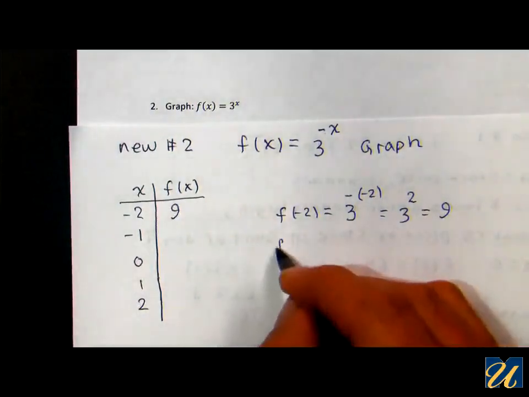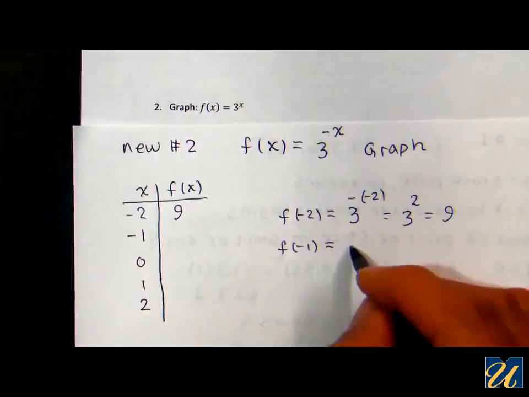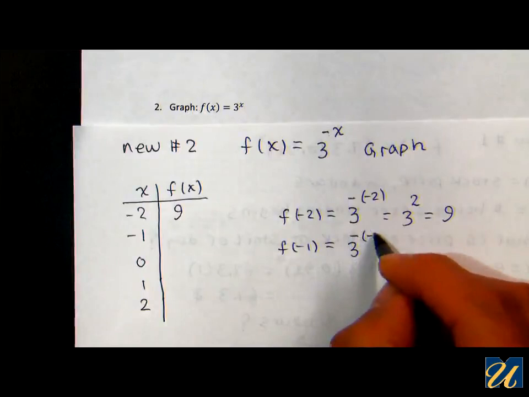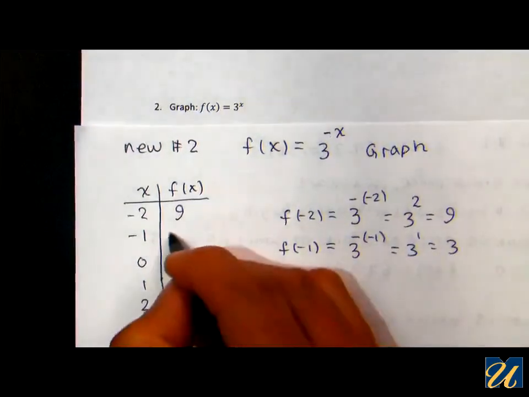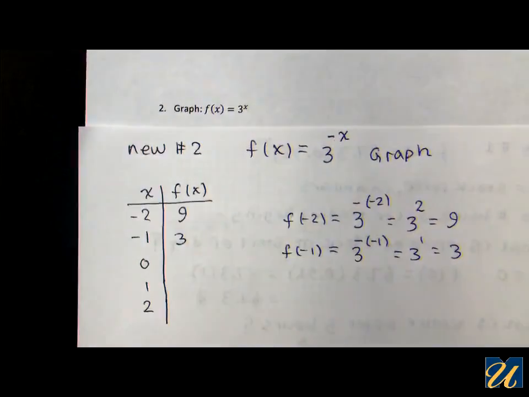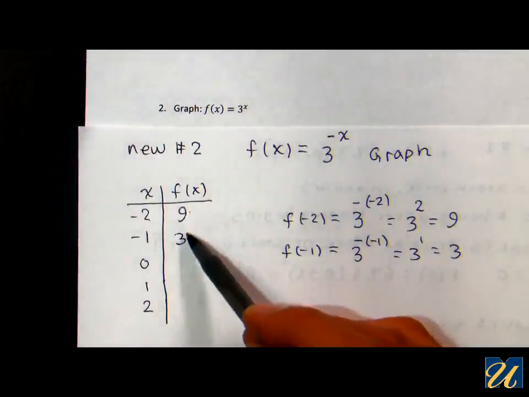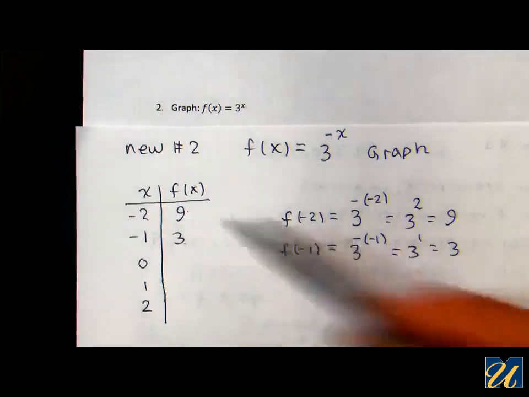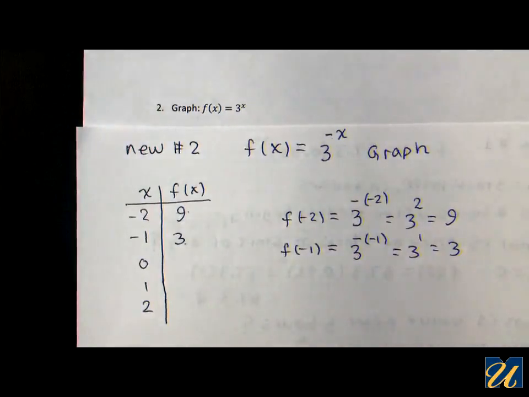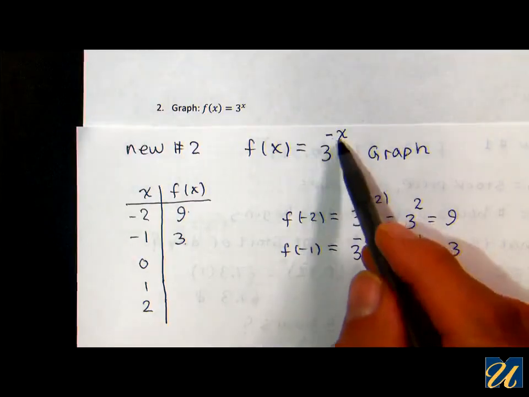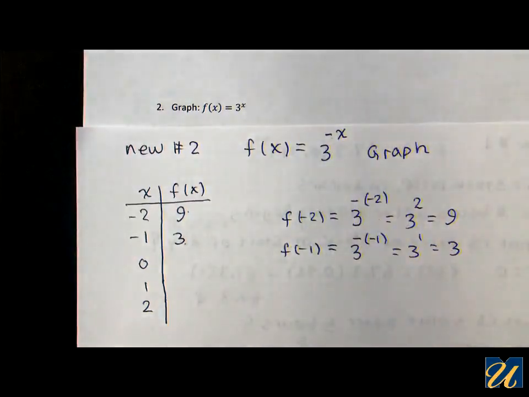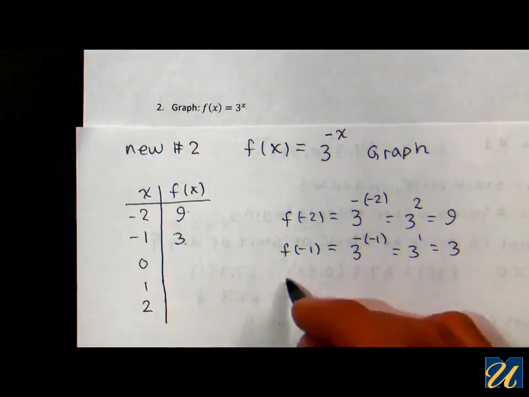At negative 1, f of negative 1 is 3 to the minus negative 1, or 3 to the first power, or 3. You can see right away that this function is starting to decrease. And it's not decreasing because the b value is between 0 and 1. It's decreasing because the x value is negative, and I can comment on that as soon as we're done. I understand that as a point of confusion.